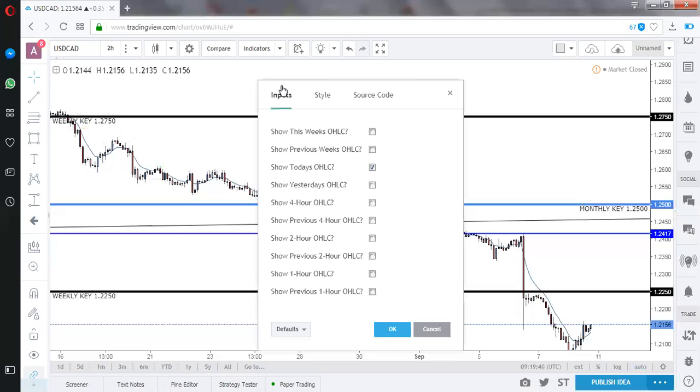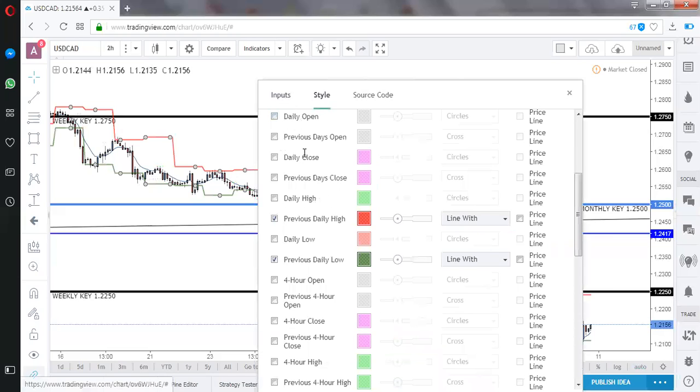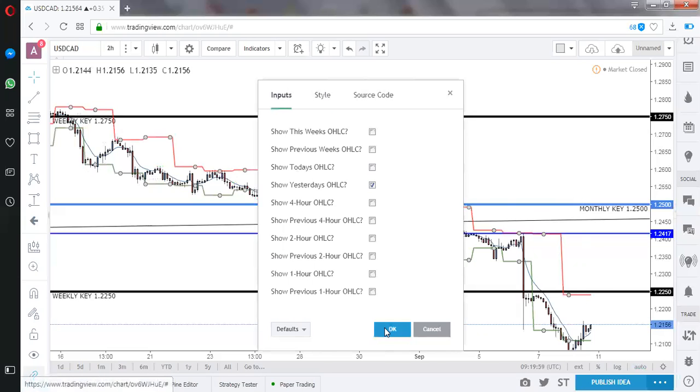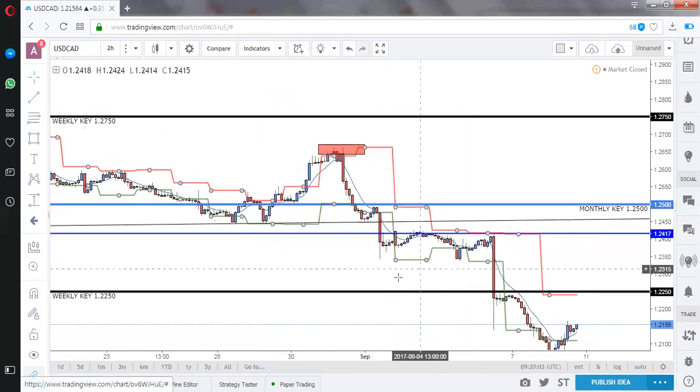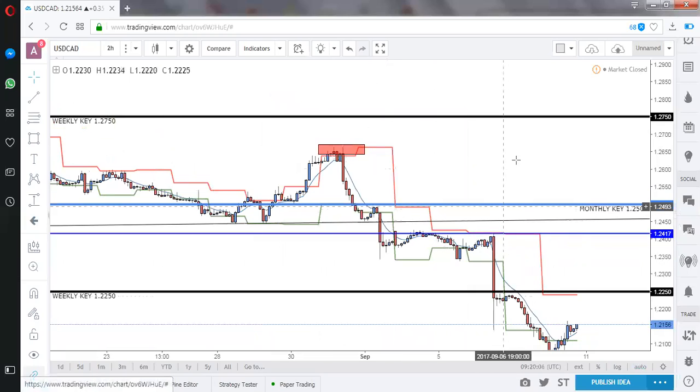And you move to inputs, which is right here, and uncheck show today's high, open, high, low, close. You uncheck that and you click show yesterday's high, open, high, low, close, which is this. Okay, and you can see it has plotted itself onto the charts very neatly.